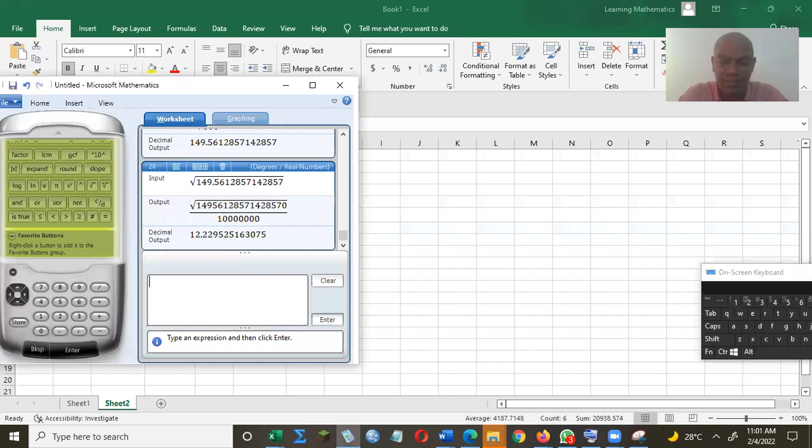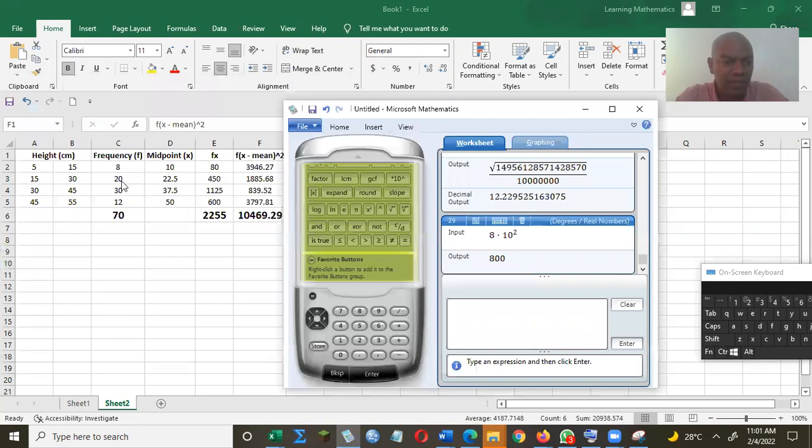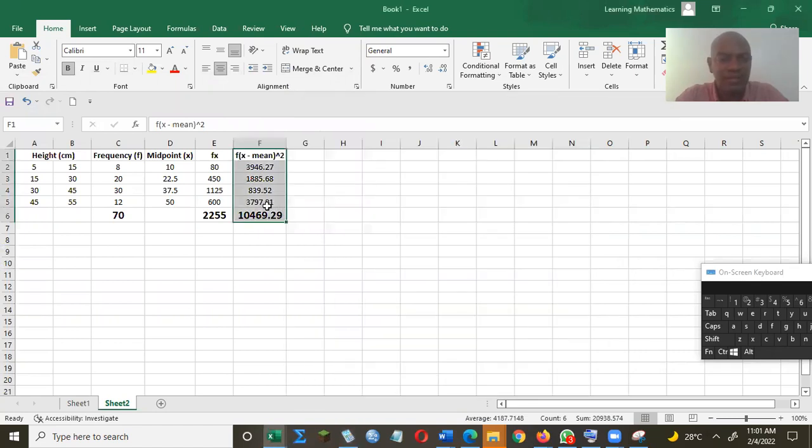8 times 10 raised to the power of 2. Enter. And then this has to be done for each one. 20 times 22.5 squared. However, we can easily delete this. That's method 1's working. We know in method 2.